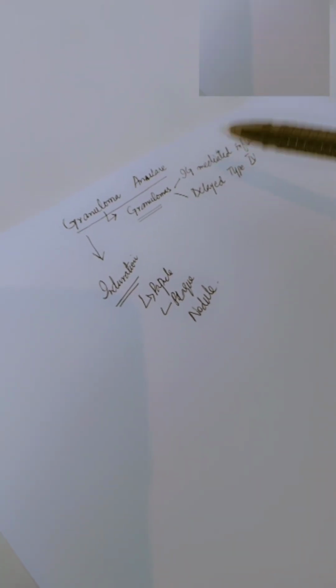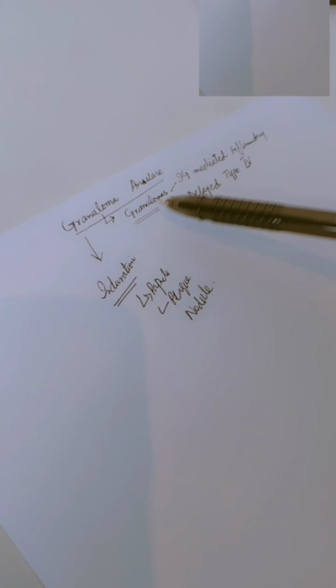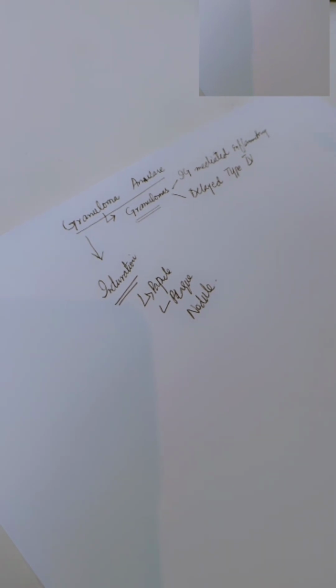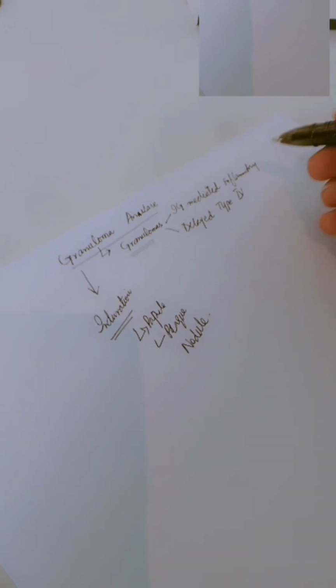Today we are going to discuss granuloma annulare. It's a very important topic. The main thing in granuloma annulare is the formation of granulomas. There are many proposed theories about the formation of granulomas, but there is no known pathogenic mechanism. One is the immunoglobulin-mediated inflammatory response. The other is delayed type hypersensitivity, type 4 hypersensitivity. So these are the proposed mechanisms.